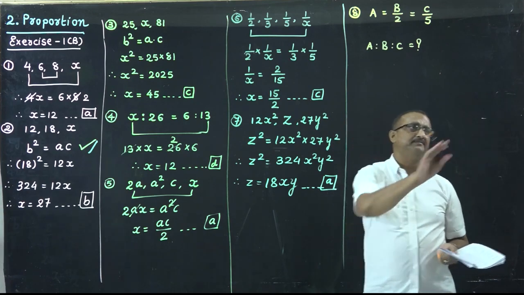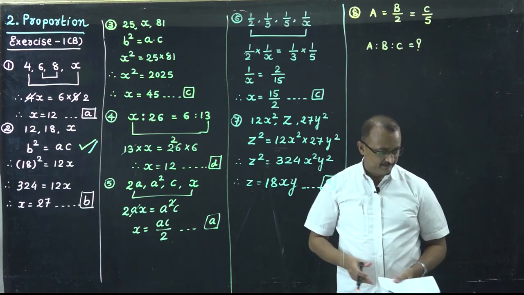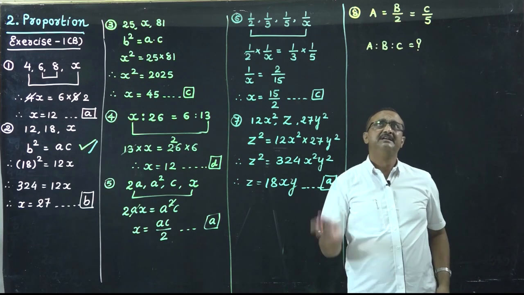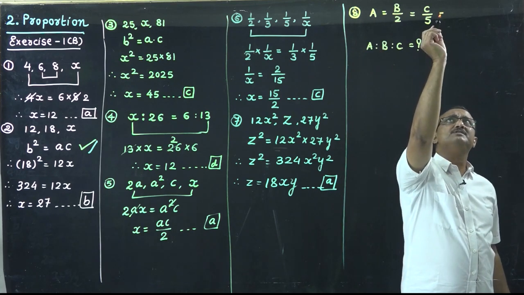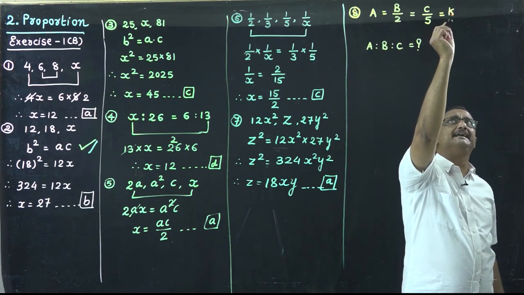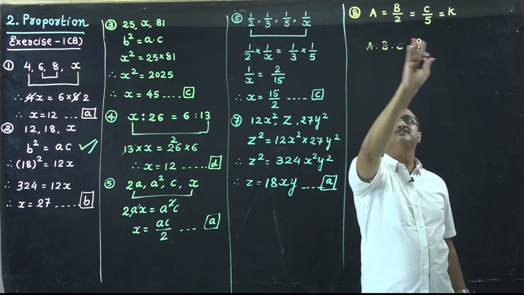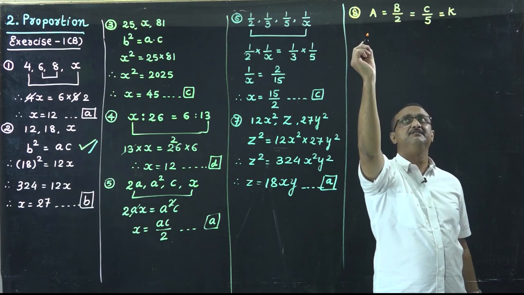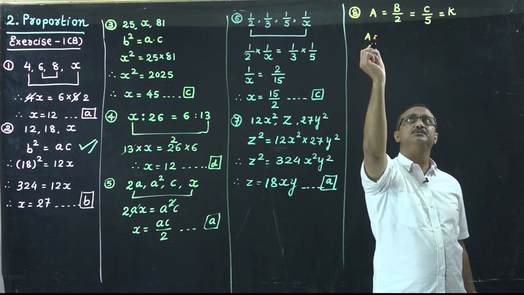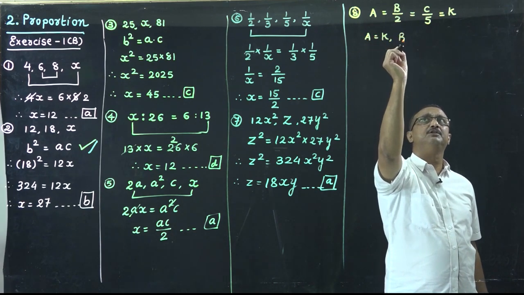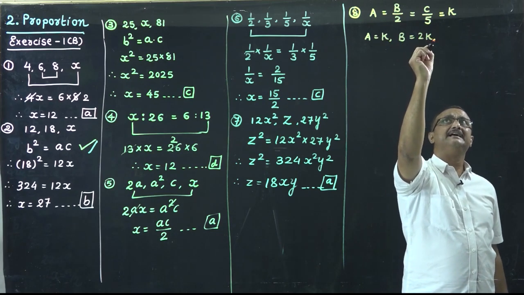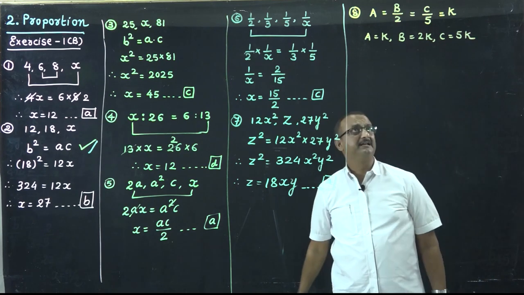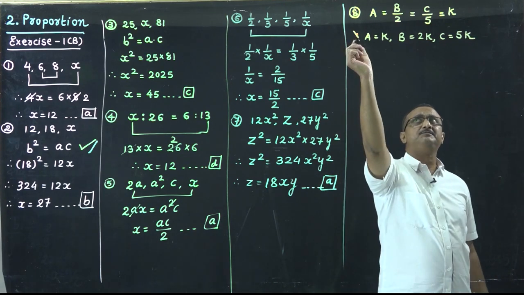So we have three methods. First we learn in our theory by taking LCM, but it is tedious method. Second one, suppose this equation is equals to k. Okay, then by solving this equation equals to k, we can put a is equals to what? a is equals to k, b is equals to what? 2k, and c is equals to what? 5k.